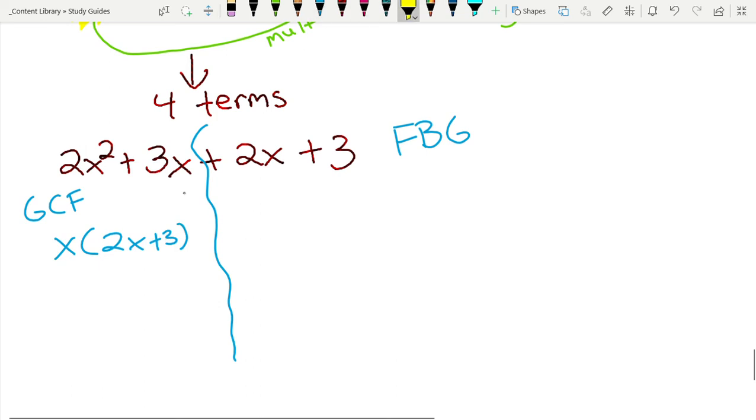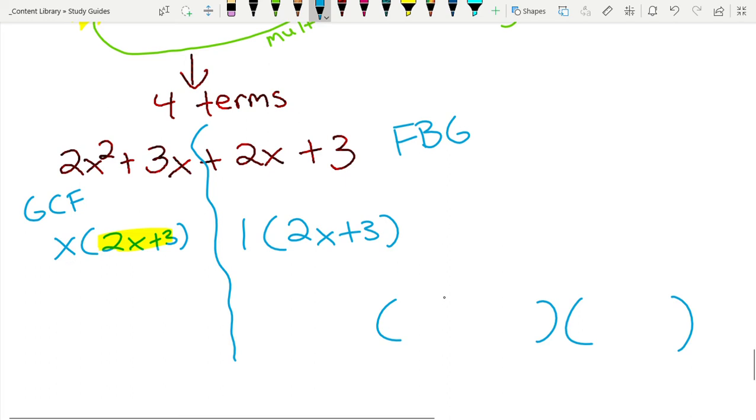With factor by grouping, whatever you get in your first parentheses group, you have to use it in your second parentheses group. So can we put a number out here to get back to 2x plus 3? Yes, we can use a 1. And you've got your 2 groups. You've got your outside group, which is an x and a 1. And you've got your inside group, which is a 2x and a 3.